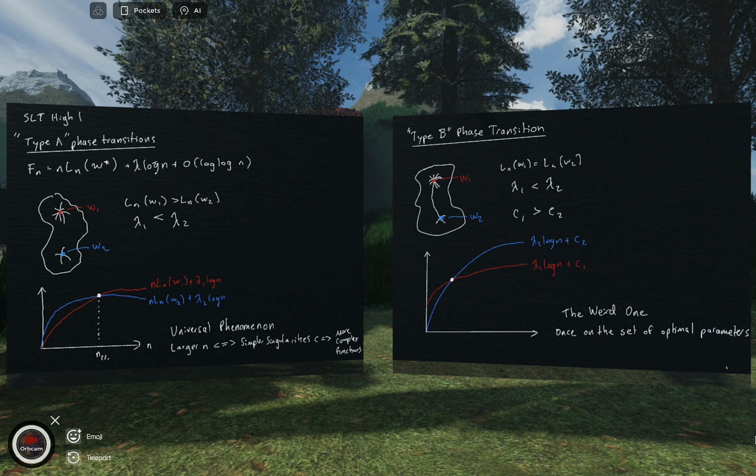Yeah, I haven't thought about this since the summit, but we really should try and find some examples where this manifests. Or maybe that's what's happening in toy models of superposition. I don't know. There's too many transitions there. Anyway.